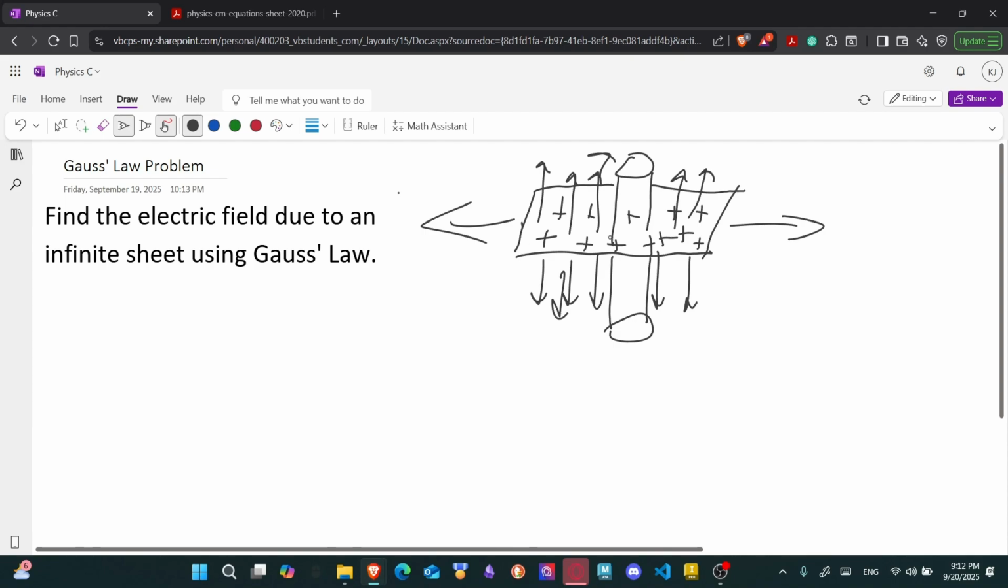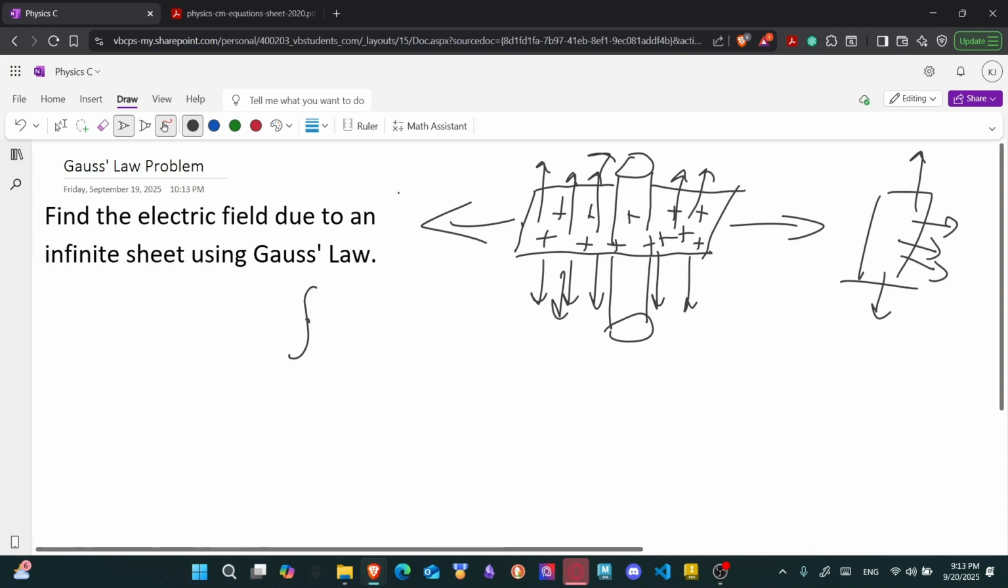And the reason why this is an infinite field or infinite surface is because when you reach the end, let's say the end is over here, the field will point out like that. So we don't want that because for a Gaussian surface, the most ideal way to solve it without using calculus is to have a uniform field that's parallel and perpendicular. So to find the electric field, we start with Gauss's law.